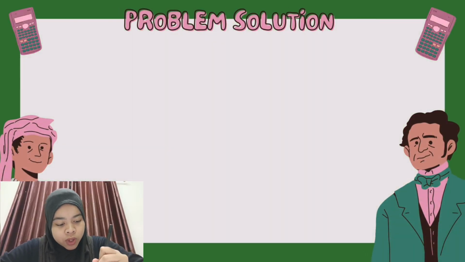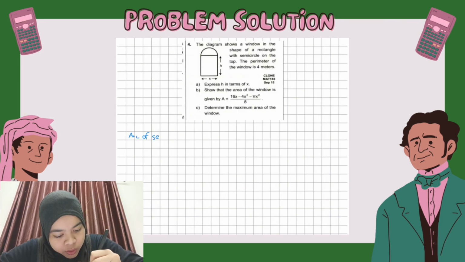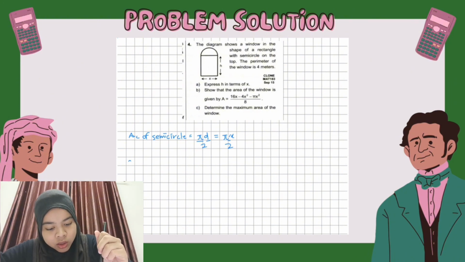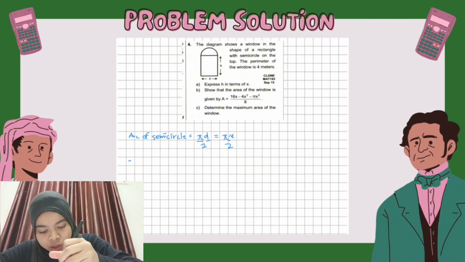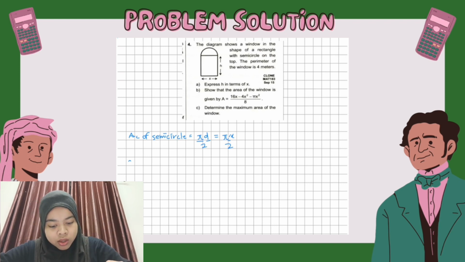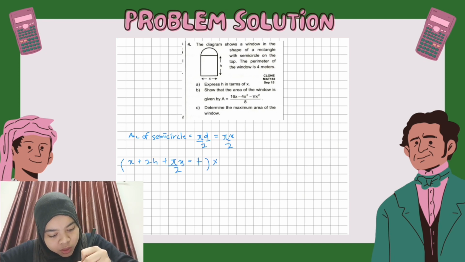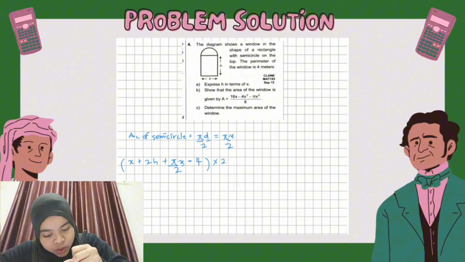For the first question, we need to find the arc of semicircle firstly, so that it will be more easier to find the perimeter equation. The formula for the semicircle is pi d over 2. So for this problem, the diameter for the semicircle is going to be x. So it will be pi x over 2. Next, we can state the perimeter equation. The perimeter equation is x plus 2h plus pi x over 2 equals to 4.